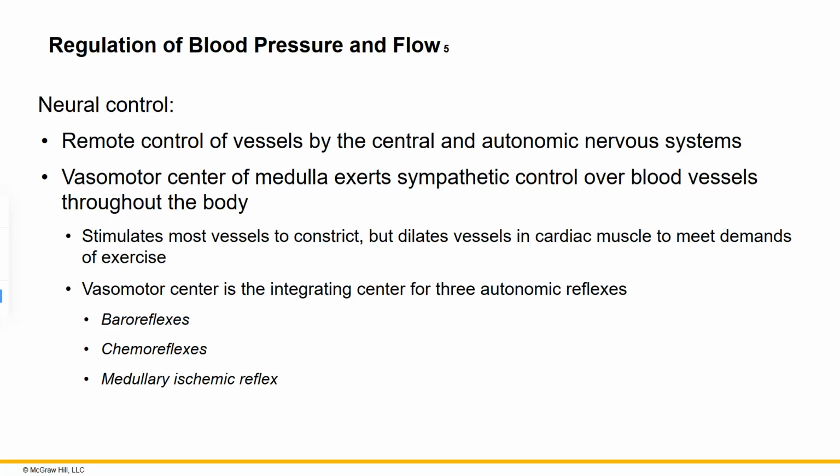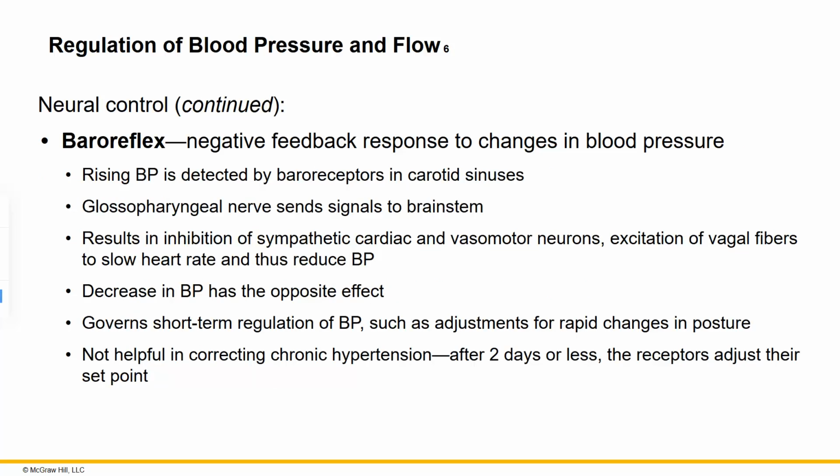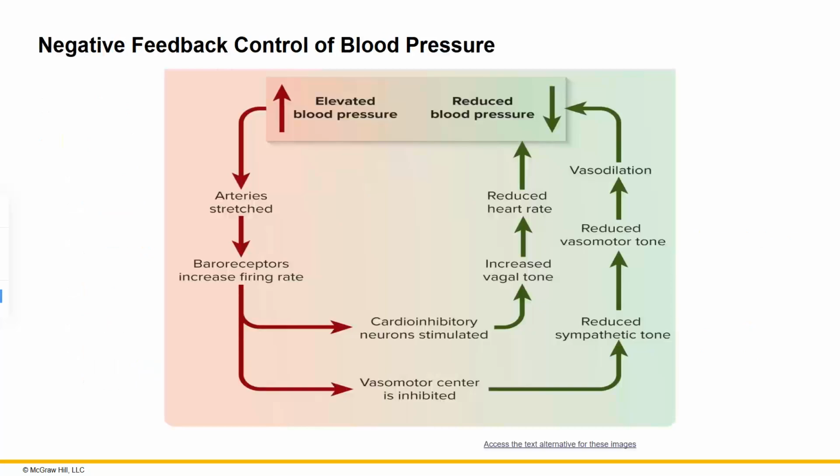Neural control: there are baroreflexes, chemoreflexes, and the medullary ischemic reflex that can contribute to the neural control of blood vessel diameter. Baroreflex has to do with pressure. If the pressure sense receptors in the carotid sinus or other parts of the body sense that blood pressure is too high, it can cause dilation of the blood vessels. If the blood pressure is too low, it can cause constriction of the blood vessels. This is a diagram that you can follow along with for the different pressure regulations.